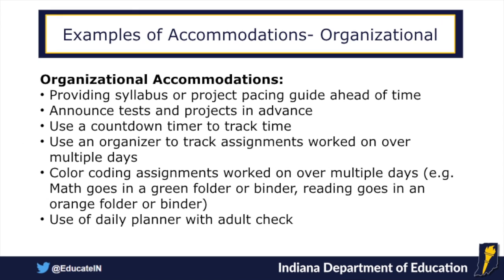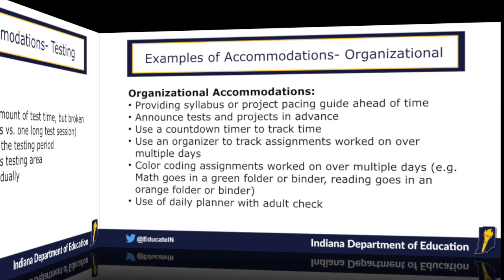Examples of organizational accommodations include providing a syllabus or project pacing guide ahead of time, announcing tests and projects in advance, using a timer to track work. In addition, using an organizer to track assignments worked on over multiple days. Color coding assignments worked on over multiple days. For example, math goes in a green folder or binder, reading goes in an orange folder or binder, and use of daily planner with adult check.